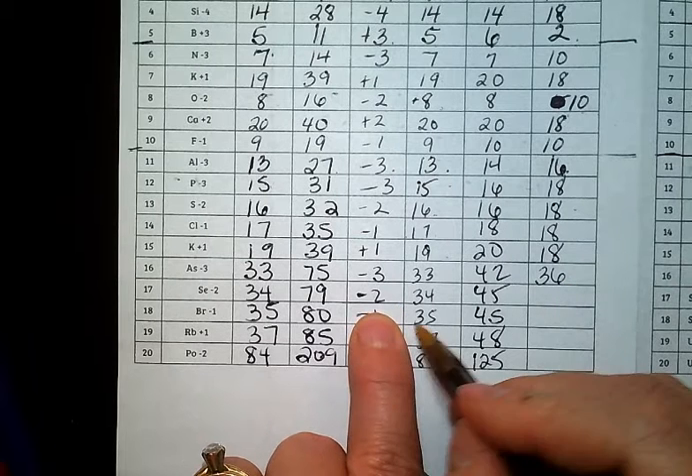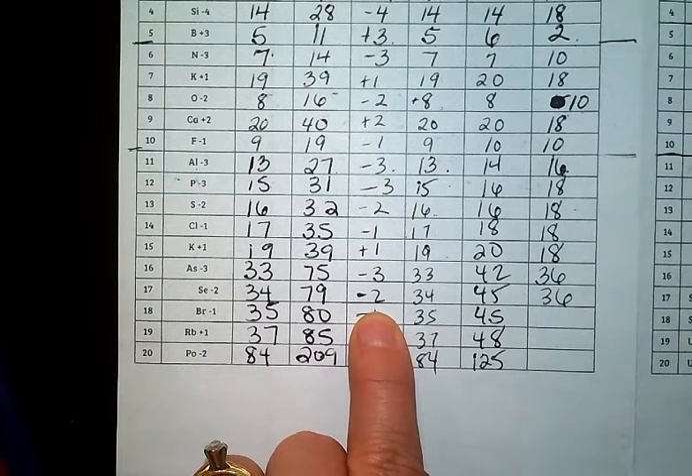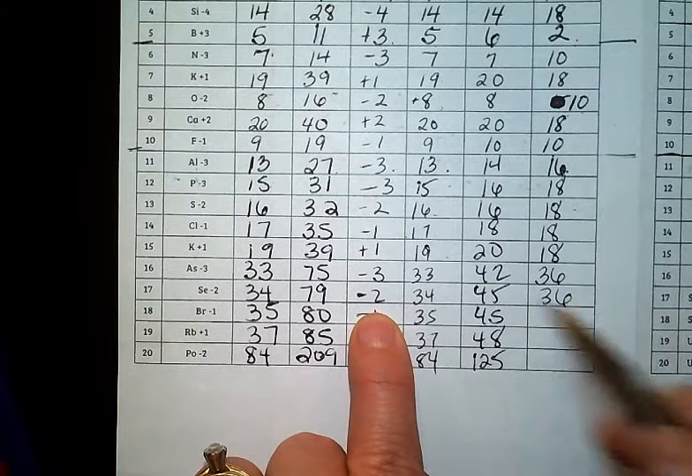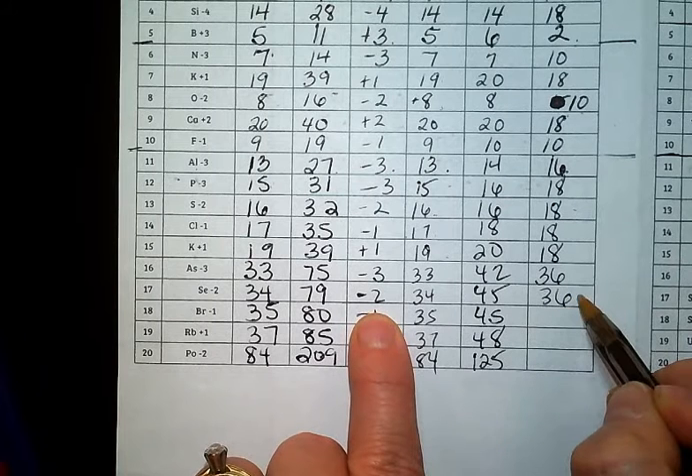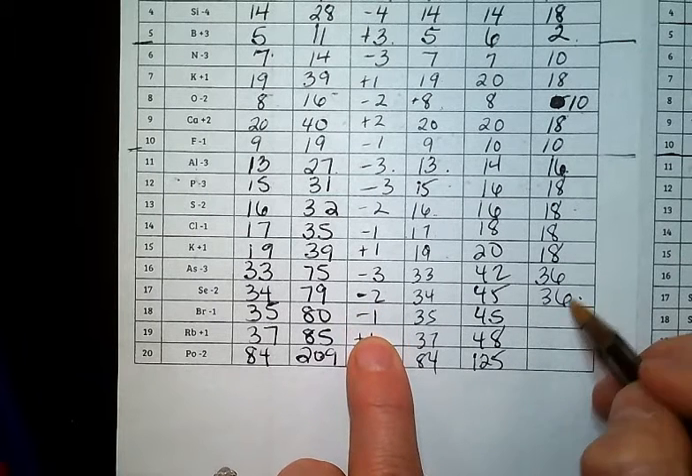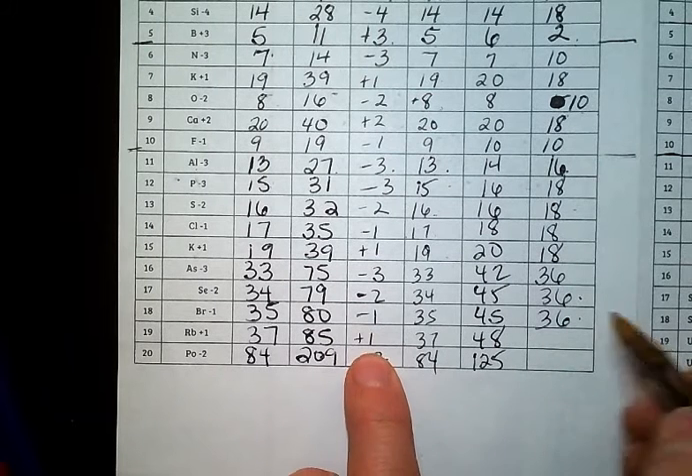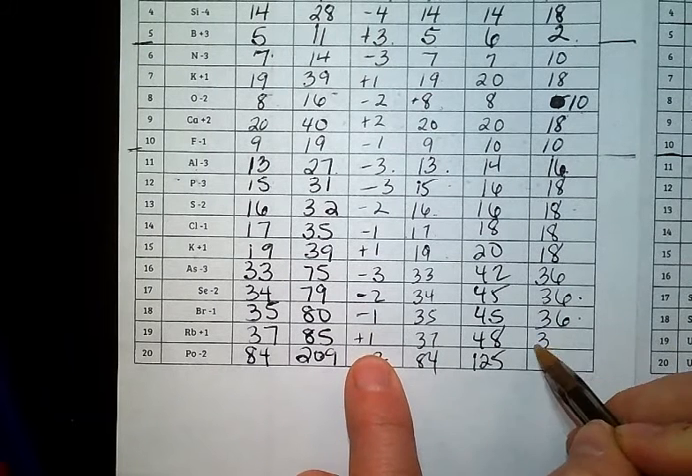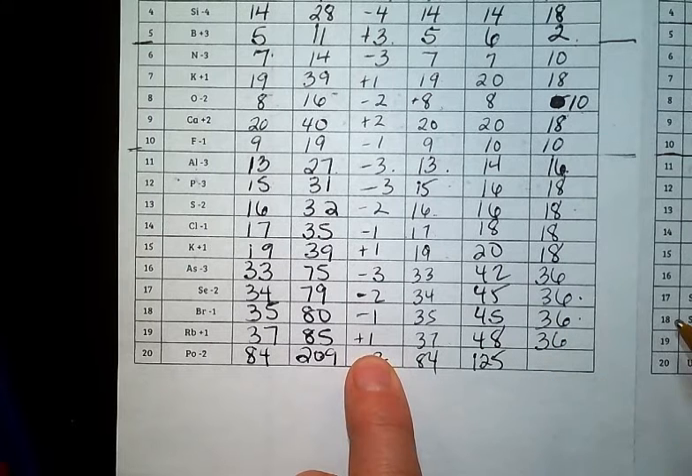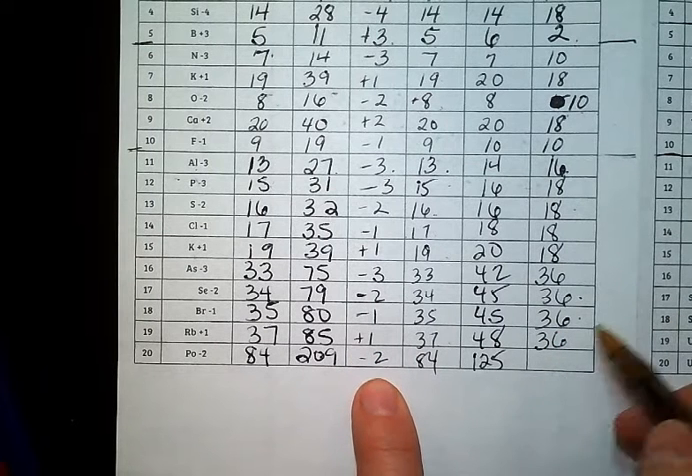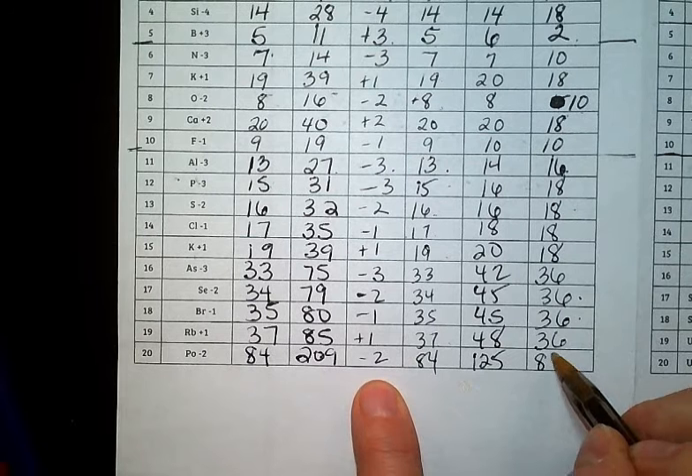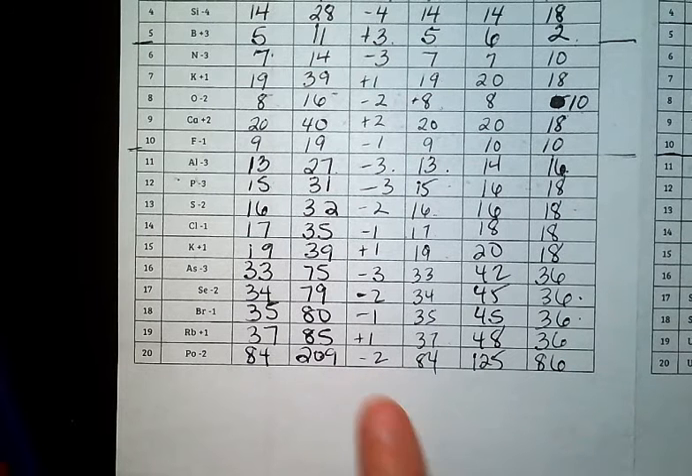I have 2 more electrons than I do protons. 2 more, -2 charge. -1 charge means I have 1 more electron than I do a proton. +1 means I have 1 less electron than I do a proton. And -2 charge means I have 2 more electrons than I do a proton. So there's the answers for the ions.